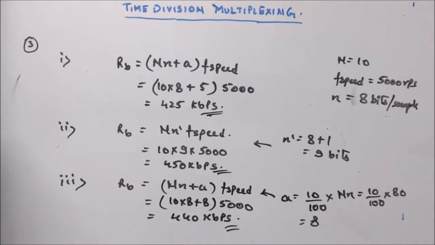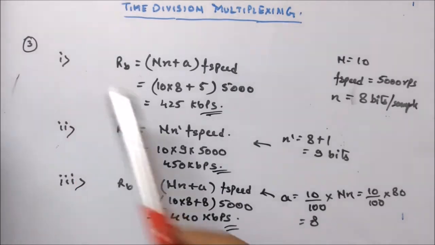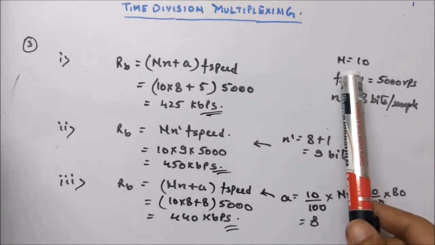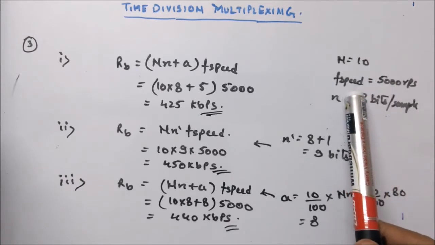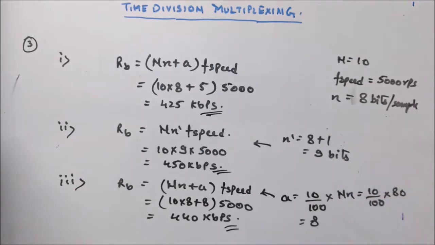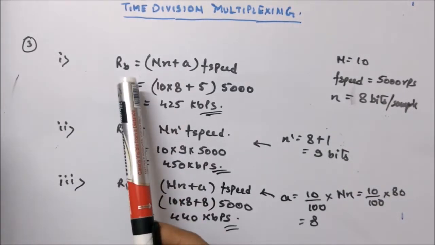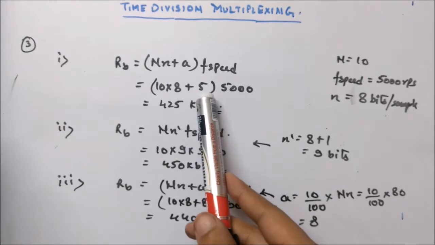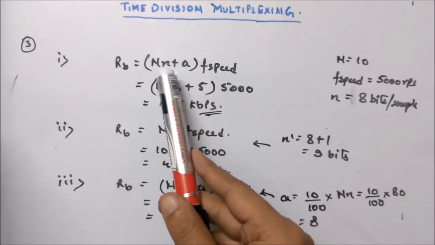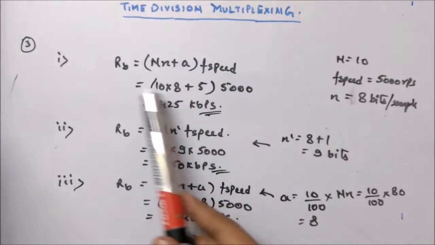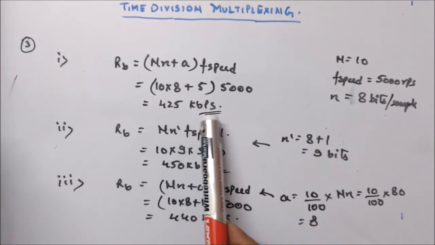Now let's look into the solution of each case. So first case, second case, third case, it is given that capital N is equal to 10, speed of the commutator is 5000 rotations per second, small n is 8 bits per sample. In the first case we have 5 extra bits for each frame, that is why the value of a will become 5. You put the value of small n and capital N and fs is equal to 5000, you will get the bit rate equal to 425 kilobits per second.